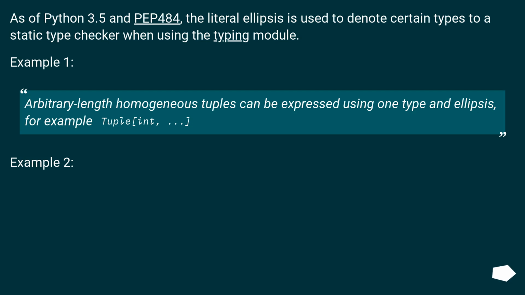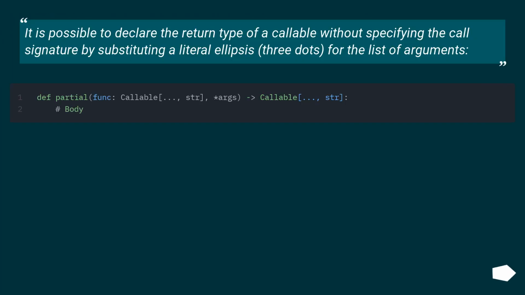As of Python 3.5 and PEP 484, the literal Ellipsis is used to denote certain types to a static type checker when using the typing module. Example 1: arbitrary length homogeneous tuples can be expressed using one type and Ellipsis, for example Tuple[int, ...]. Example 2: it is possible to declare the return type of a callable without specifying the call signature by substituting a literal Ellipsis, three dots, for the list of arguments.